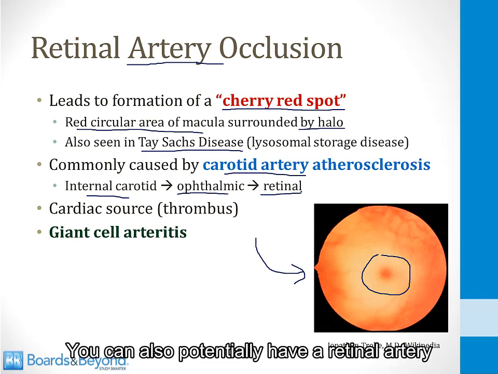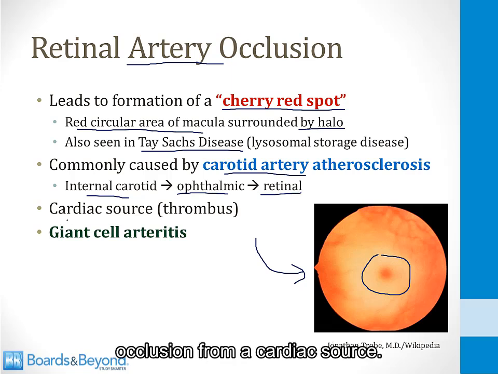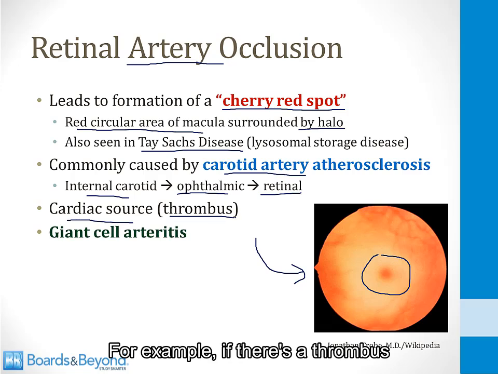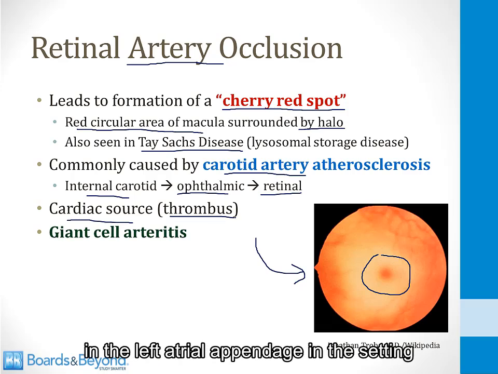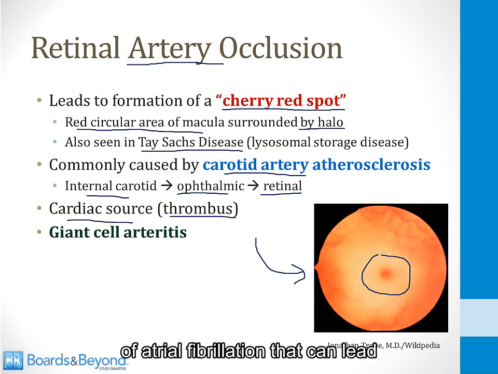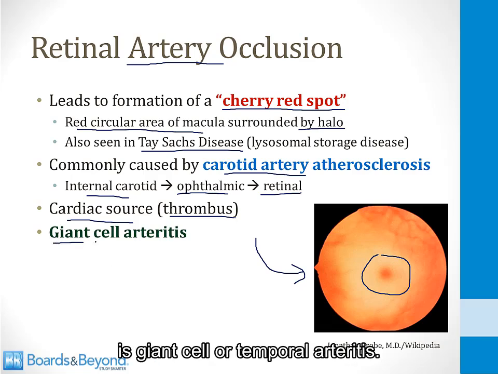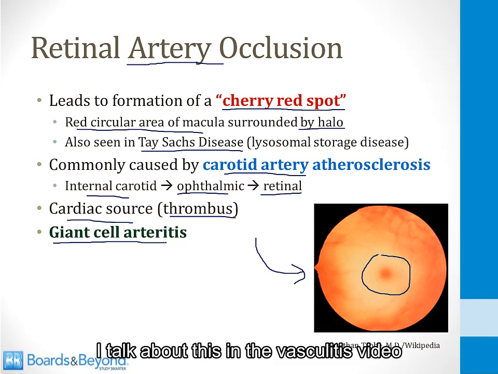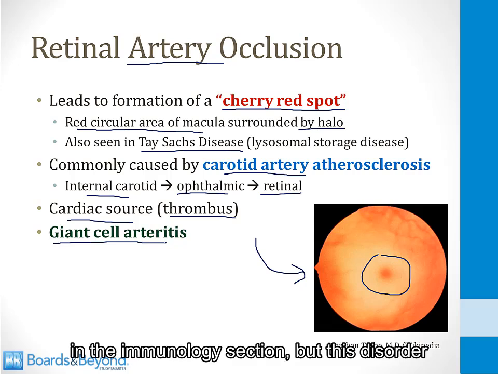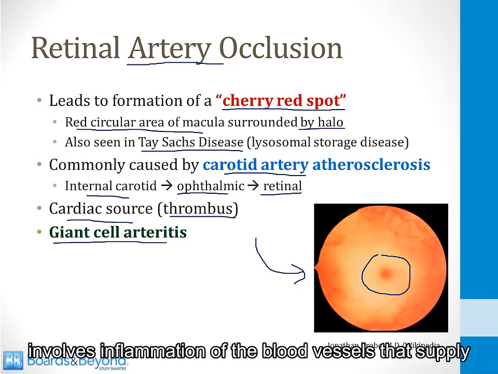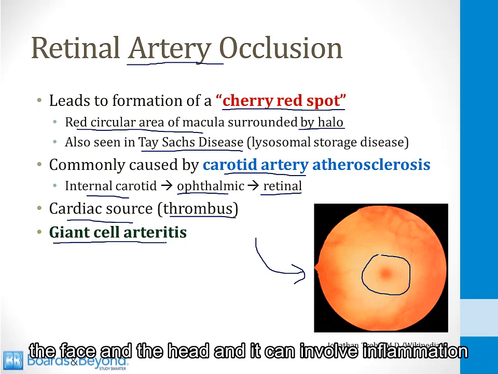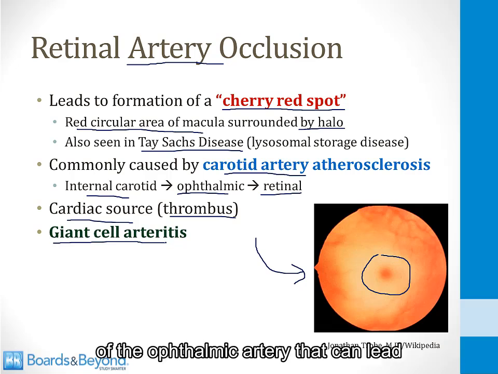You can also potentially have a retinal artery occlusion from a cardiac source. For example, if there's a thrombus in the left atrial appendage in the setting of atrial fibrillation, that can lead to a retinal artery occlusion. And then finally, a rare cause of retinal artery occlusion is giant cell or temporal arteritis. I talk about this in the vasculitis video in the immunology section, but this disorder involves inflammation of the blood vessels that supply the face and the head, and it can involve inflammation of the ophthalmic artery that can lead to occlusion of the retinal artery.